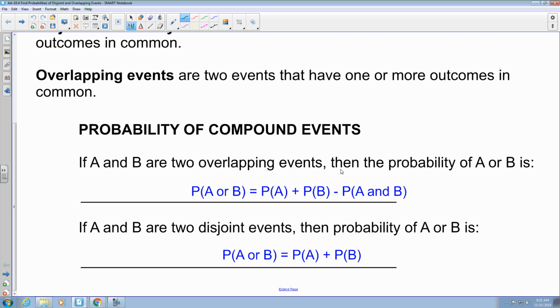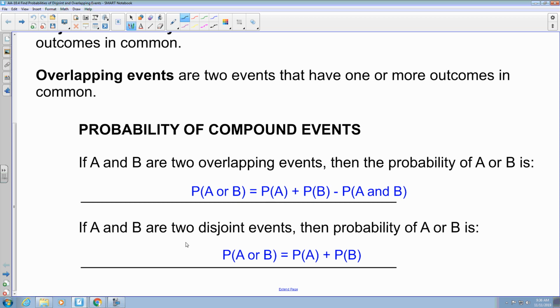Here are the formulas for these types of events. If we have an overlapping event, you are saying it's the probability of A or B happening. If they overlap, you take the probability of A plus the probability of B, but then you subtract the probability of A and B happening together. The reason is that you don't want to count certain things twice, because it would make the probability incorrect.